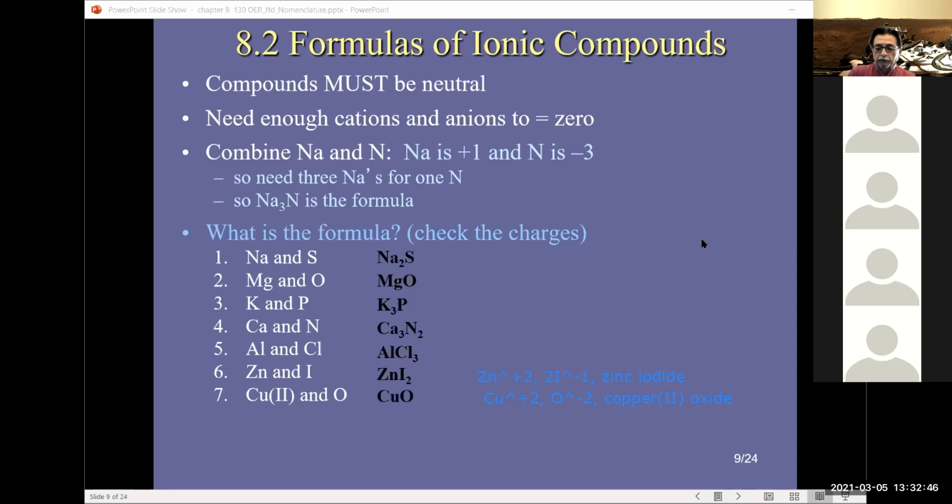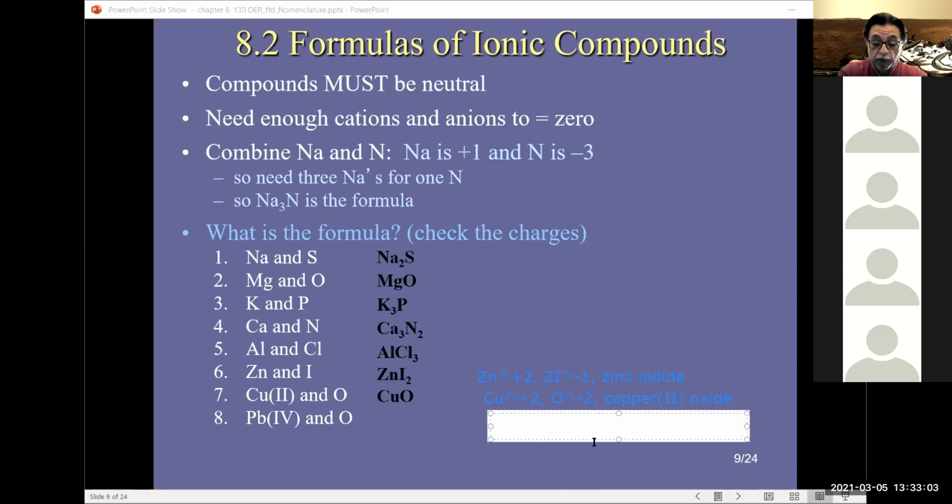And there's the formula. There's the name, copper 2 oxide. Okay. Now here's the next one, Pb, which is lead. They're telling you Roman numeral 4, which states, okay, you must be dealing with copper +4. And that is correct.